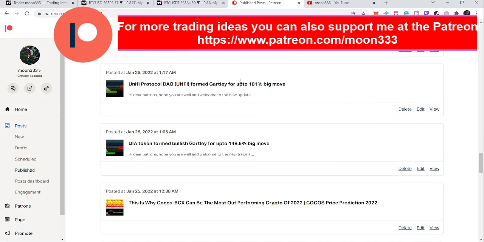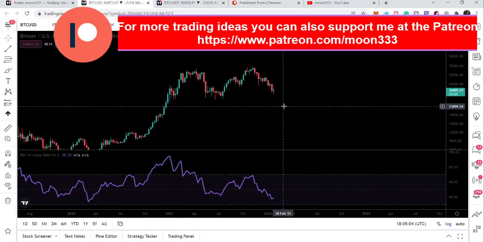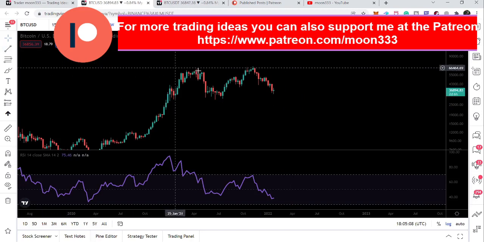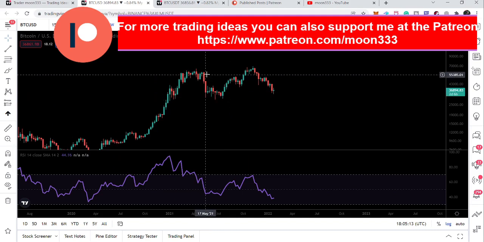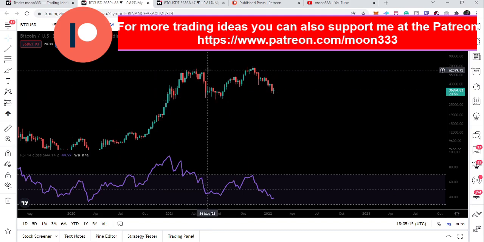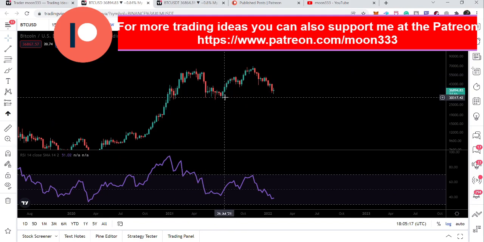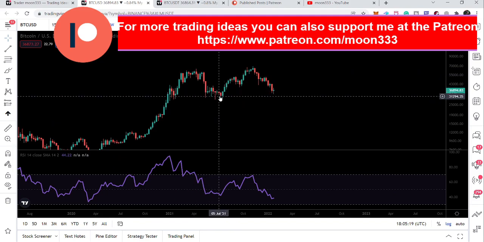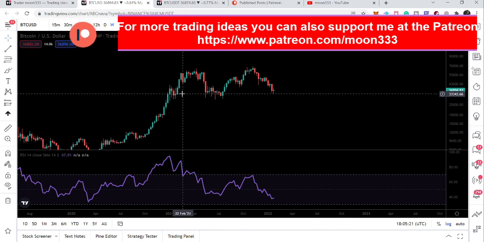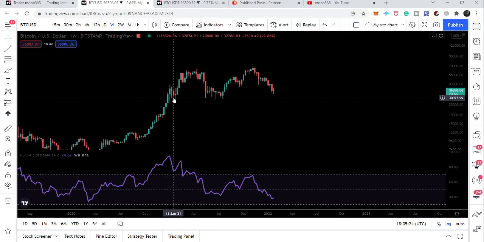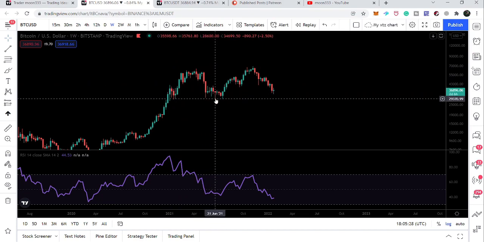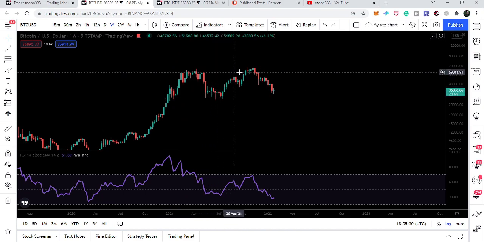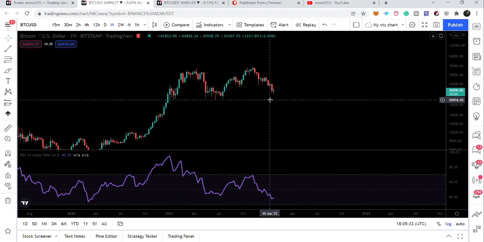So let's start the analysis. First of all, let me show you this weekly time frame. Here we can see that we are moving between the support of $28,600 and the resistance of approximately $69,000. The price line did not break down this support for the long term, like we had a bounce from here in January 2021. Again, we had a bounce from here in the month of June 2021. Now we are again very close to this support.